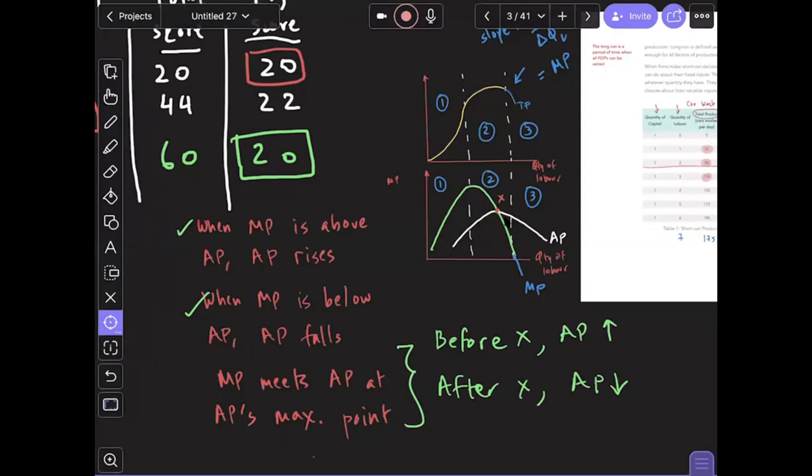So this is the drawing for our short run curves, which shows us how TP and MP are related, and then how MP and AP are related. Make sense, guys?